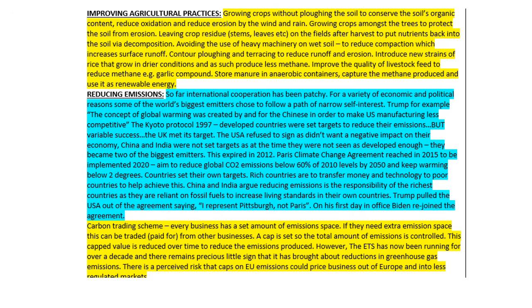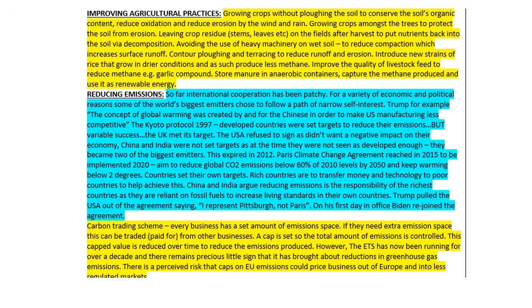The targets have been voluntary and not legally binding, and some countries have met their targets and made progress, and some haven't, with no real consequences. We've got the Paris Climate Change Agreement, which was reached in 2015, came into force in 2020, with the aim to reduce carbon emissions below 60% of 2010 levels by 2050 and keep global warming below 2 degrees. It's had some success so far.